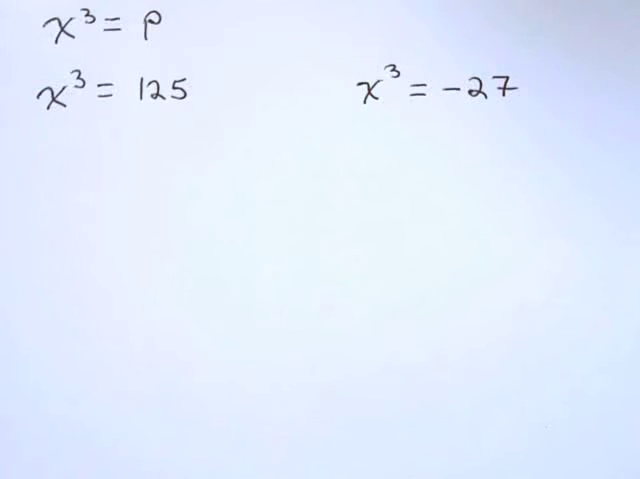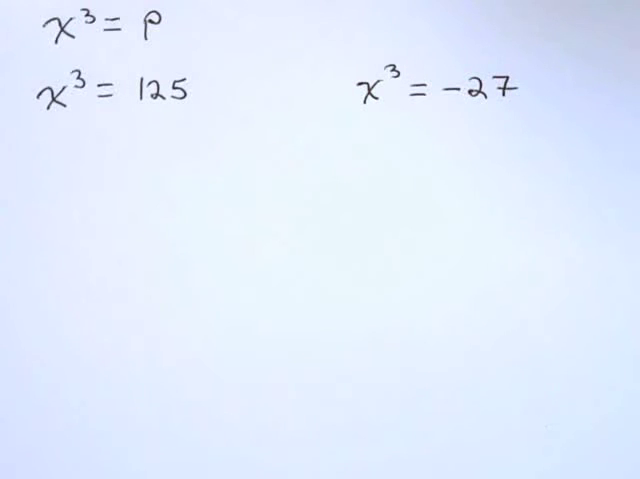In this video, we're going to look at equations in the form of x to the third power equals p. In other words, x is a number that is multiplied by itself 3 times. Whereas in a square root, we would have a number multiplied by itself, here we're going to multiply it by itself 3 times. And what does that mean?